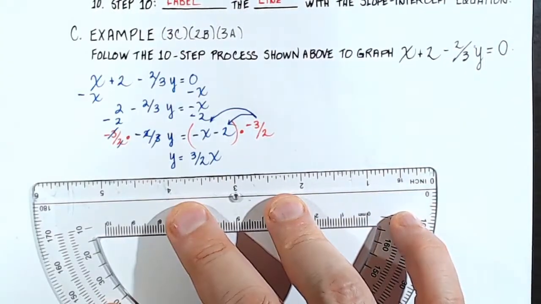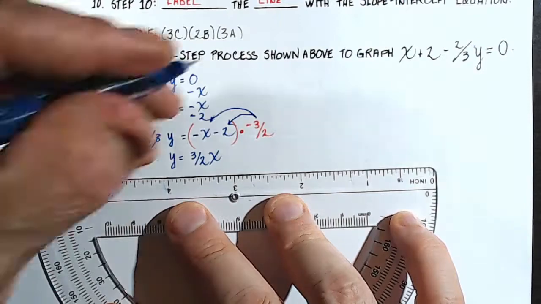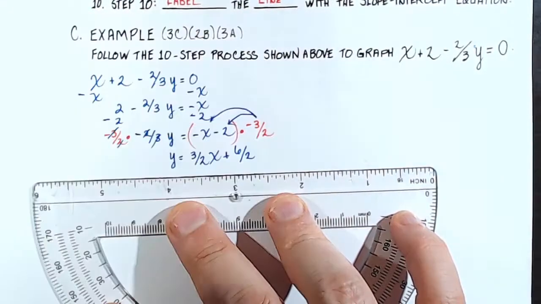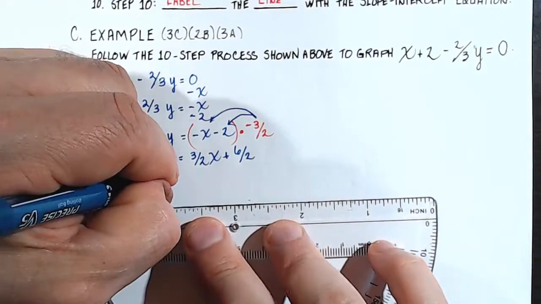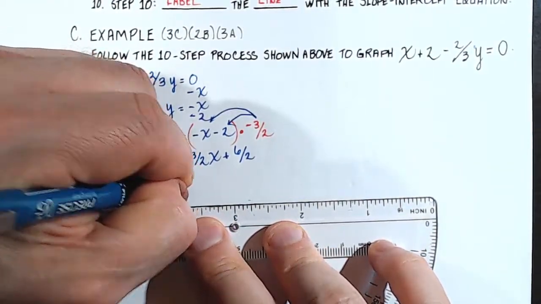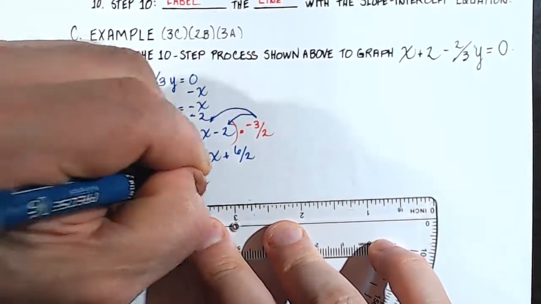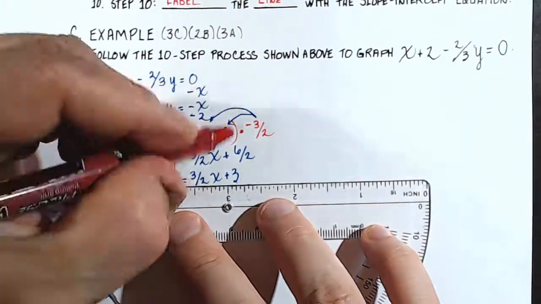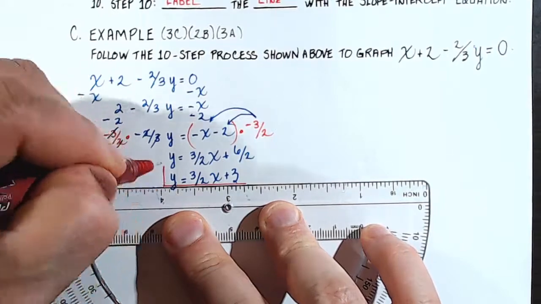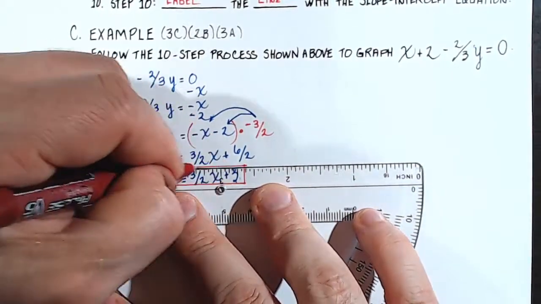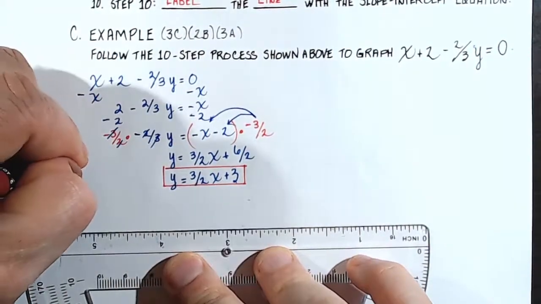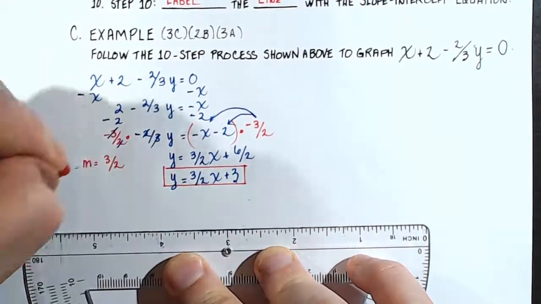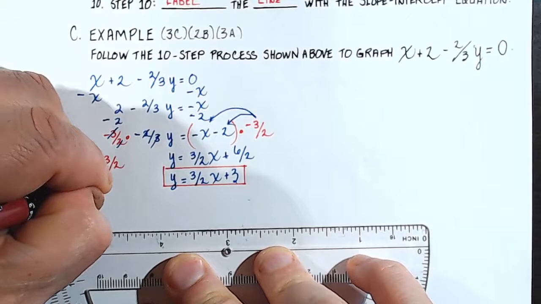3/2x. Negative 3/2 times negative 2 is positive 6/2. Okay, so we can reduce 6/2 to just 3. So y equals 3/2 x plus 3. Put that in a box because we've now found the equation in slope-intercept form. Okay, we should identify here a couple points. M equals 3/2 and B equals 3.